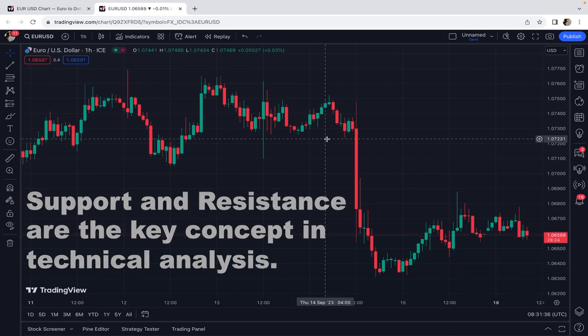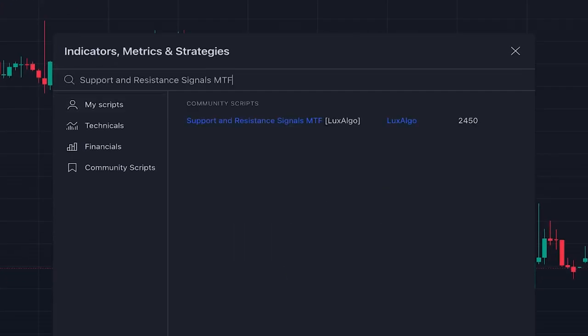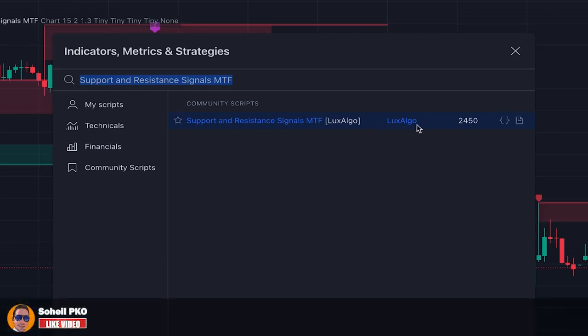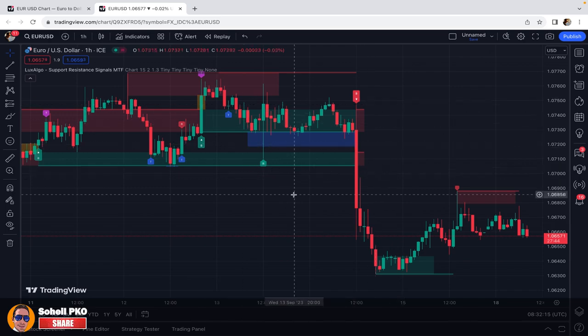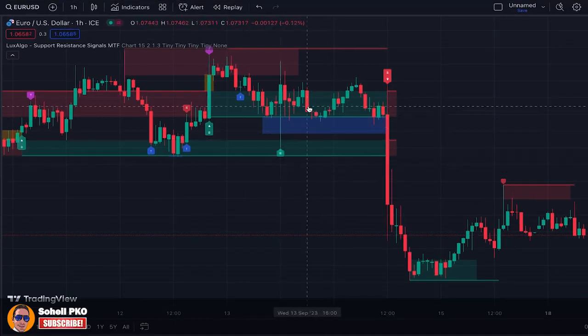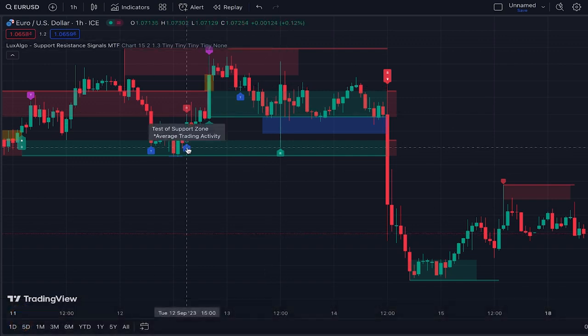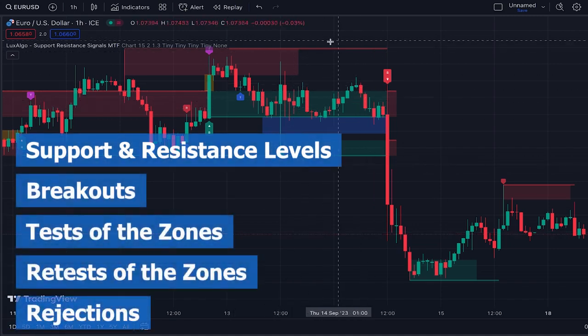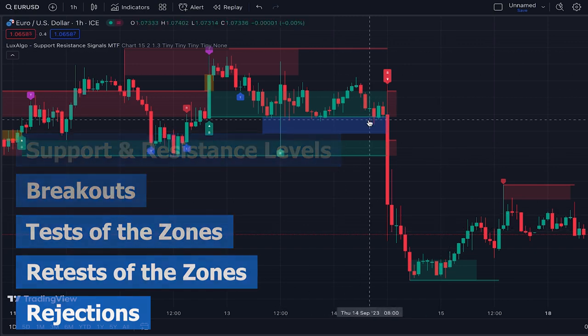trading strategies. You can draw support and resistance levels manually, or you can use some indicators like Support and Resistance Signals MTF. This one is a free indicator from LuxAlgo, and it's one of the best indicators for showing support and resistance levels on the chart. As you can see, some levels and zones are added to the chart with some labels that provide us information on what happened. So besides showing us the significant levels and zones in the market, it also gives us information about breakouts, test of the zones, retest of the zones, and rejections by the help of these labels, which I'll explain all of them now.